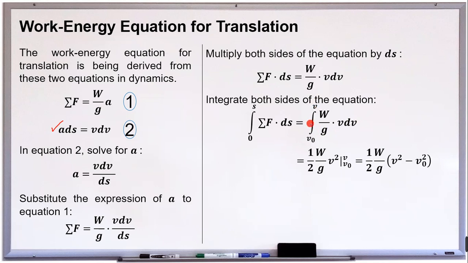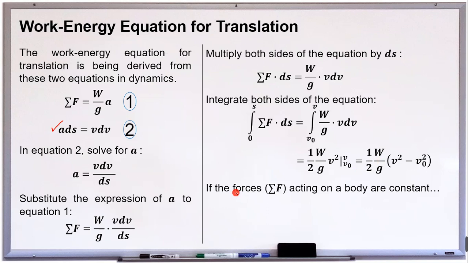Integrating this, starting with the right side of the equation, we have one half W over g times v squared, from initial to final. If you simplify this, it will look like this expression. This is very familiar because this expression is the kinetic energy of a rigid body.